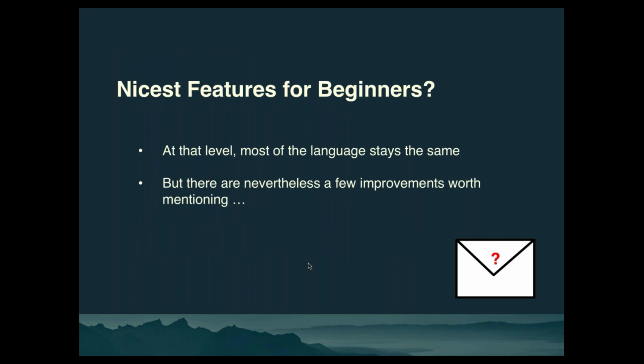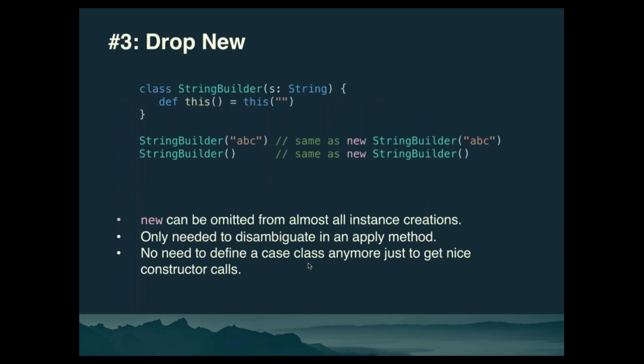So what are, in my opinion, the nicest features for beginners? At that level, actually, most of the language stays the same, but nevertheless, a few improvements worth mentioning. The first feature is drop new. So in Scala 3, you can actually omit new from almost all instance creations.